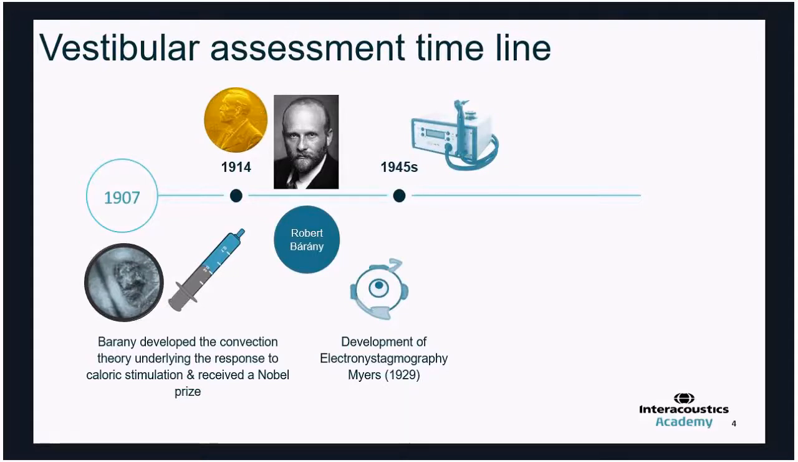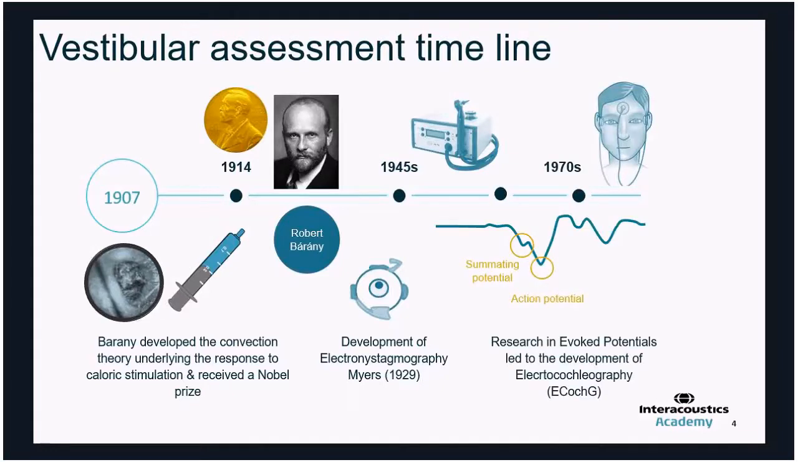And as we then move along that timeline, we start to get to the 1940s, where Fitzgerald starts to come up with bithermal caloric assessments, and certainly then Jongkees and the like develop the way in which we then start to look at hyperfunction and directional preponderance, measures that we are still using today with great reliability.